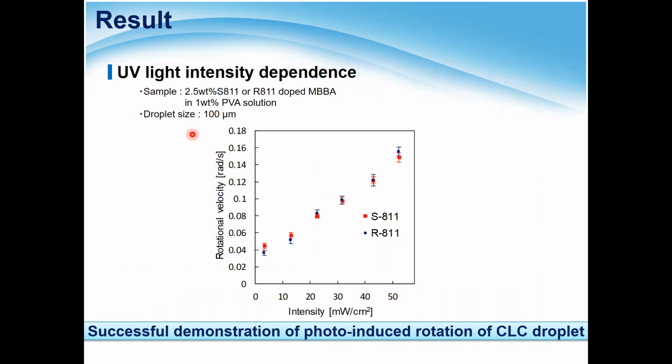And here's the UV light intensity dependence. There's some threshold intensity, because probably it's sticking to the substrate. And then once it starts rotating, the rotational velocity increases almost linearly. So obviously this must be light-induced rotation.